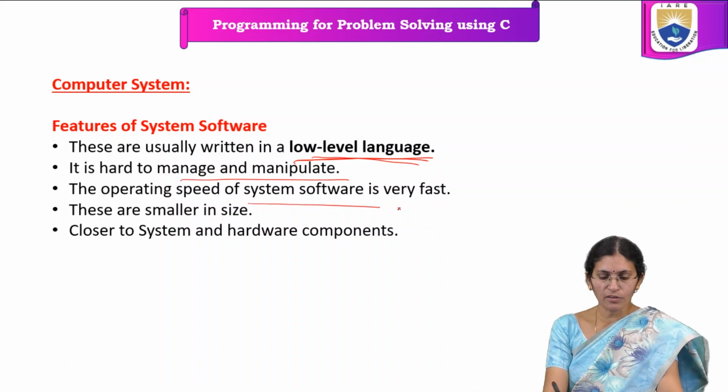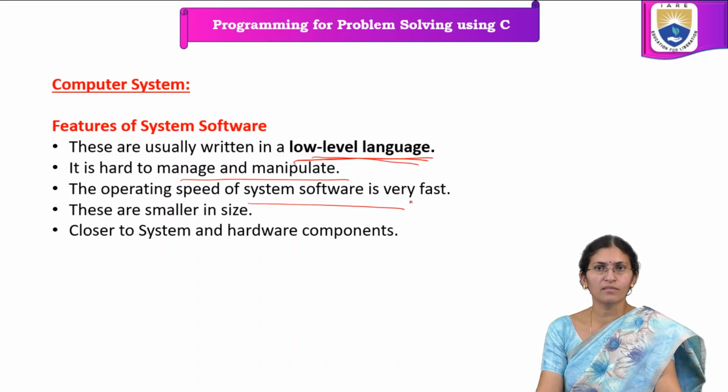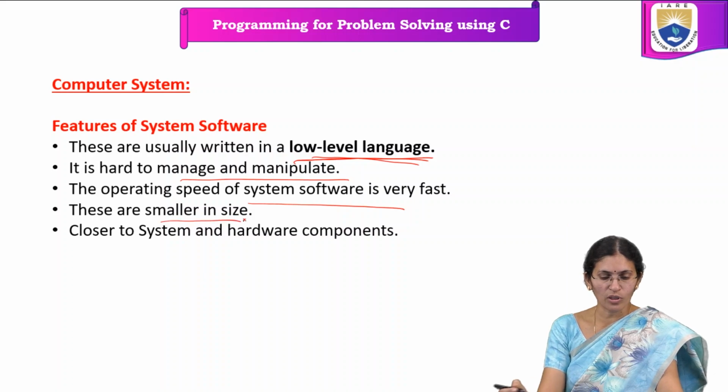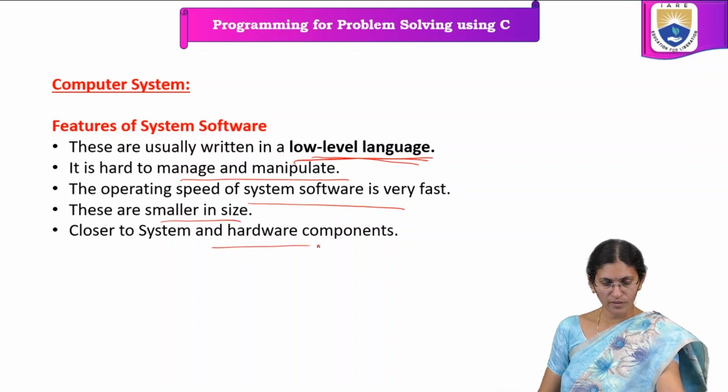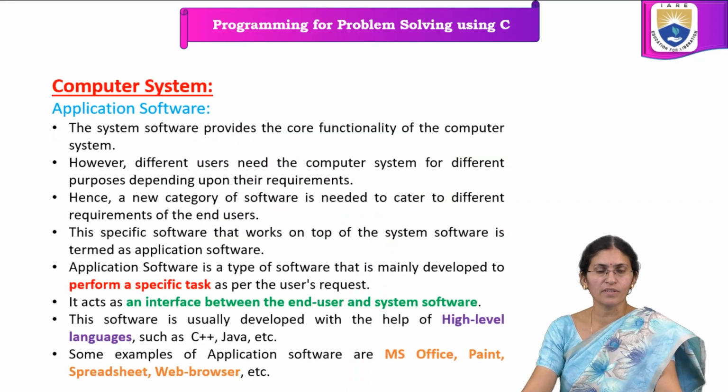The operating speed of system software is very fast as compared to application software. These are smaller in size and closer to system and hardware components. So these are some of the features of system software.